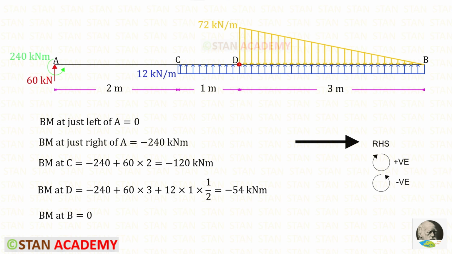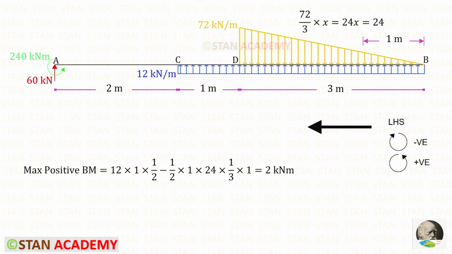Let us find the moment at D. MA is acting in the anti-clockwise direction, so it will be negative. RA is acting in the clockwise direction, so it will be positive, and the distance is 3. The UDL is acting in the clockwise direction, so it is also positive. We know that with the UDL we have to multiply the distance and then distance upon 2. In this way, for the moment we will get minus 54 kilonewton meter. We know that in the free end B, the moment will be 0.